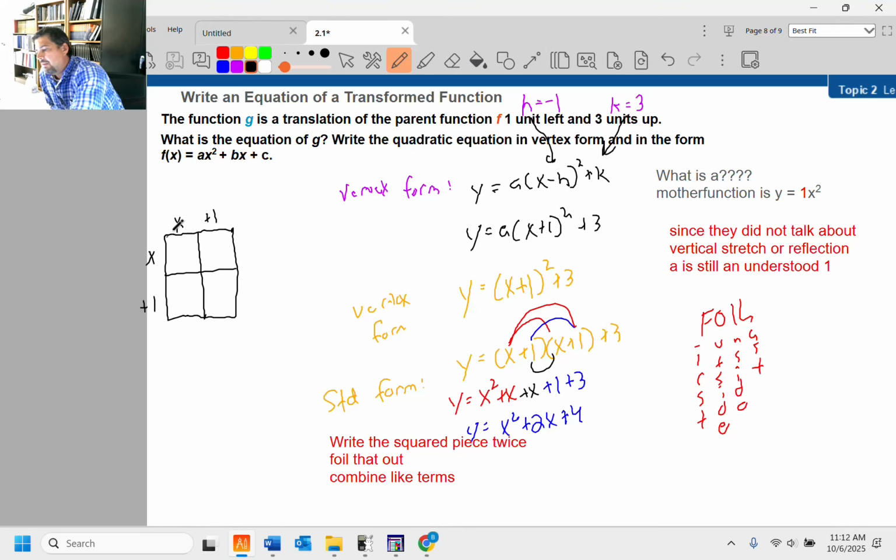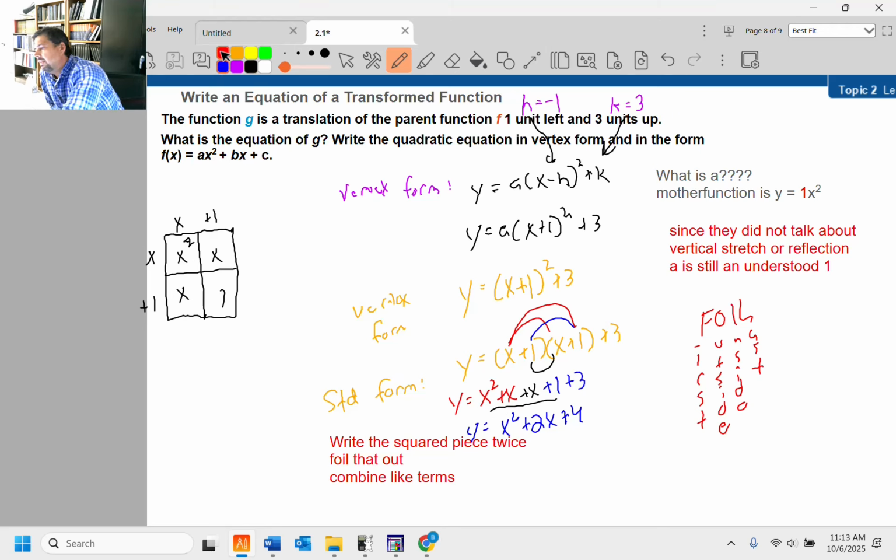Now, inside each box, we do x times x, which is x squared. Here we do 1 times x, which is x. Oh, I did that wrong. This box is 1 times 1, which is 1, and this box is x times 1, which is x. And you can see we have x squared plus 2x plus 1.